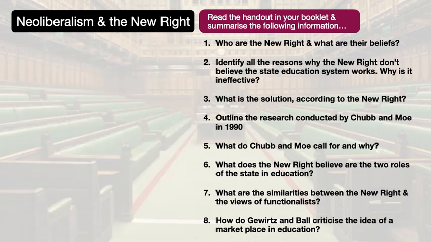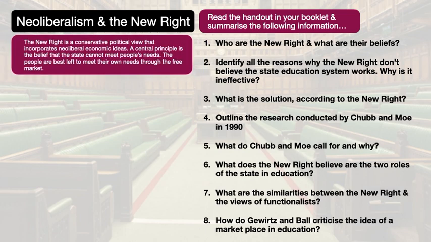So, just a few answers to those questions then, starting with who the New Right are and what their beliefs are. Well, as mentioned before, the New Right is a sort of conservative political view. It incorporates this neoliberal economic idea that we mentioned, and that central principle is the belief that the state cannot meet people's needs. The people are the best ones to meet their own needs through the free market.